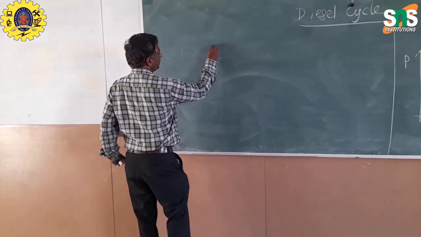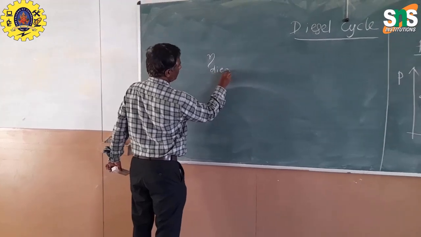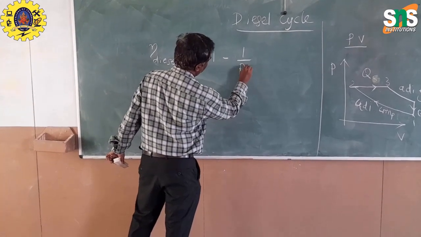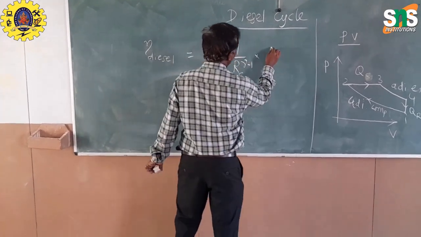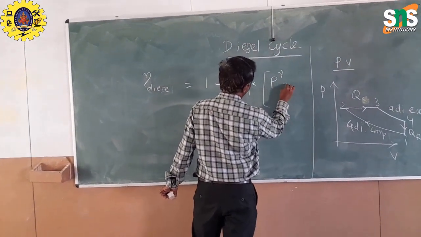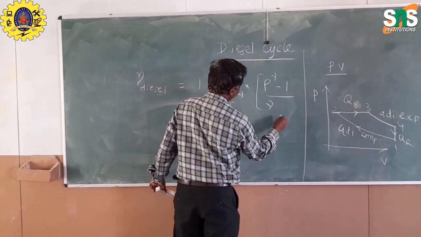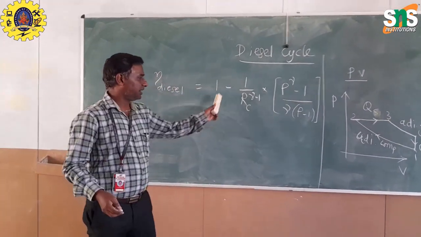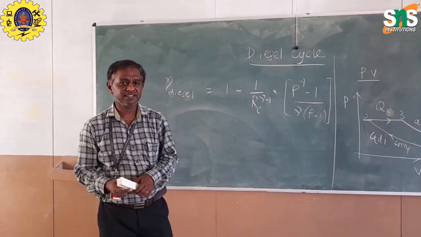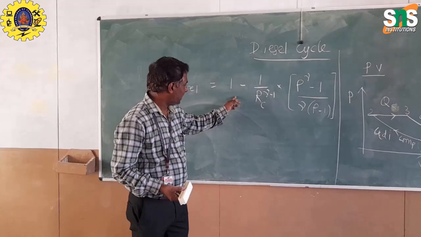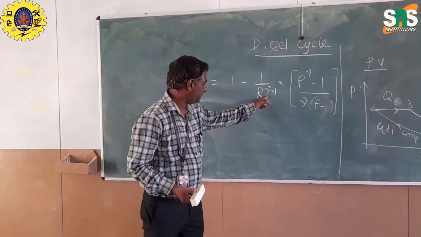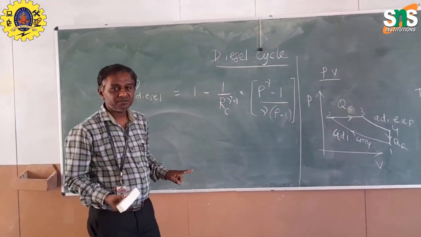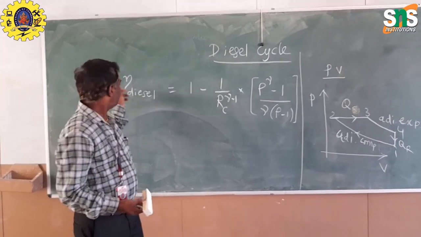So the efficiency of the diesel cycle is equal to 1 minus 1 by r_c to the power gamma minus 1, into rho to the power gamma minus 1, divided by gamma into rho minus 1. This is multiplied by 100 to give the efficiency in terms of percentage. Here only two parameters are involved in finding the efficiency of the diesel cycle.